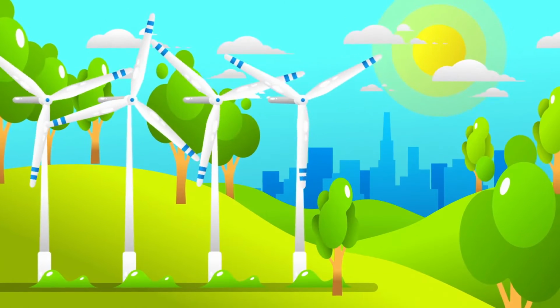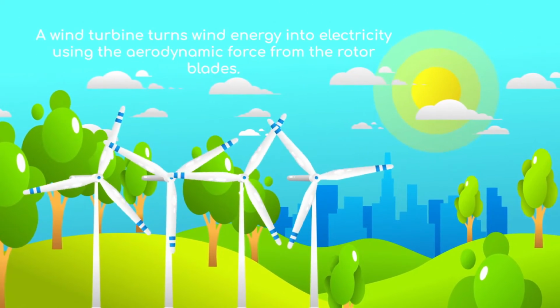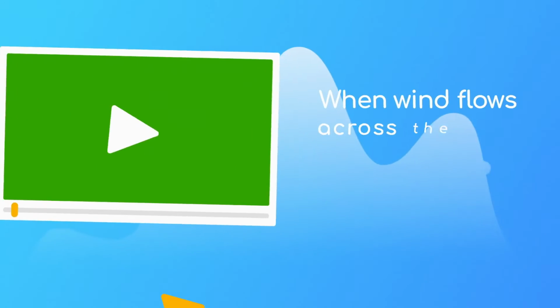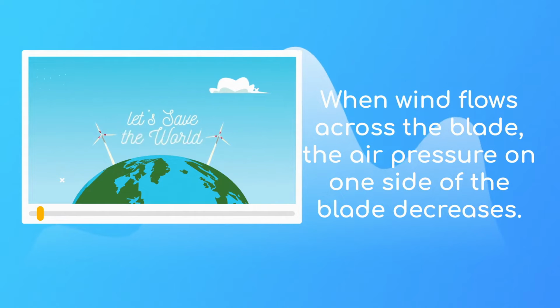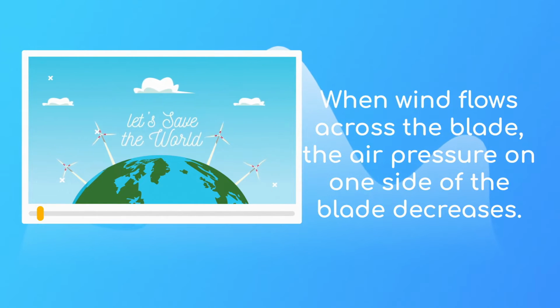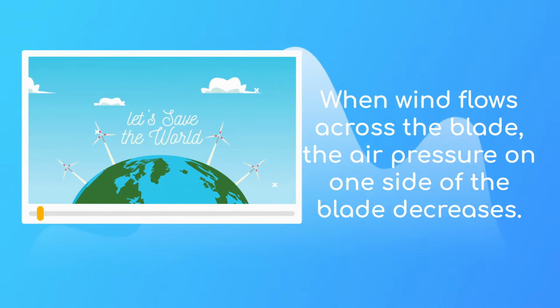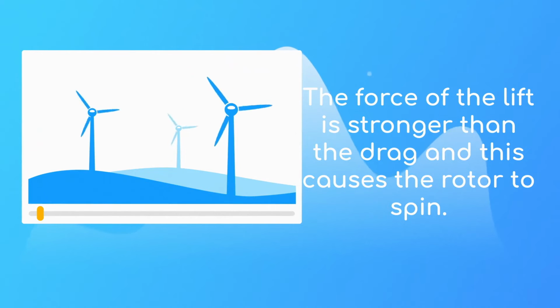A wind turbine turns wind energy into electricity using the aerodynamic force from the rotor blades. When wind flows across the blade, the air pressure on one side of the blade decreases. The difference in air pressure across the two sides of the blade creates both lift and drag. The force of the lift is stronger than the drag, and this causes the rotor to spin.